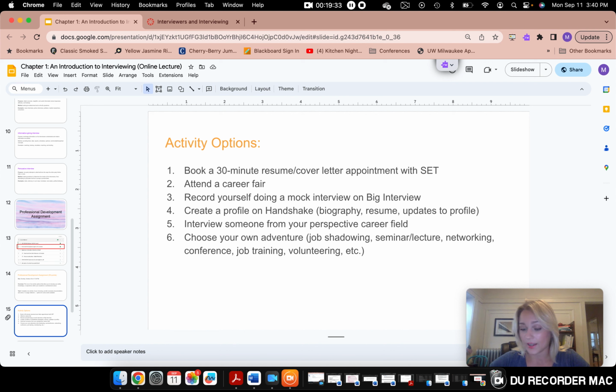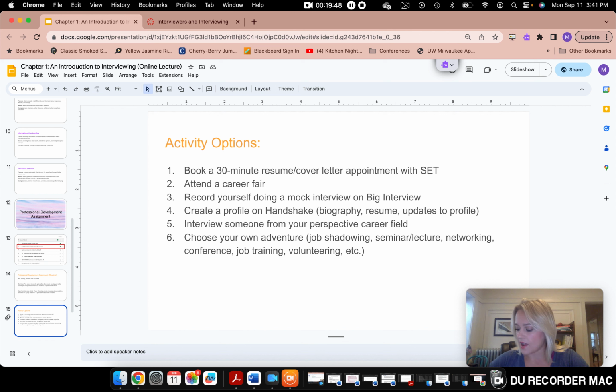I put several links to guides of how to improve your Handshake profile in the document, so go check that out if you want to do this option. So you're just going to submit a screenshot of your Handshake profile and then a reflection.